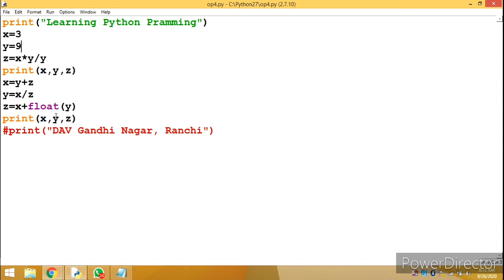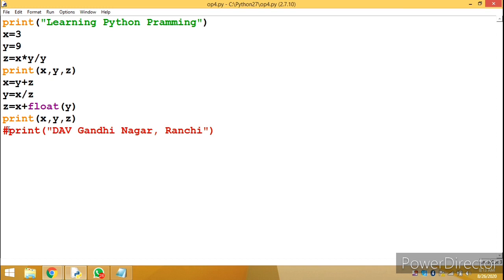So the next values you are getting are x, y, z. The value of x is 12, y is 4, and z is 16.0. So it is printing 12, 4, 16.0. And next we again have a print statement.